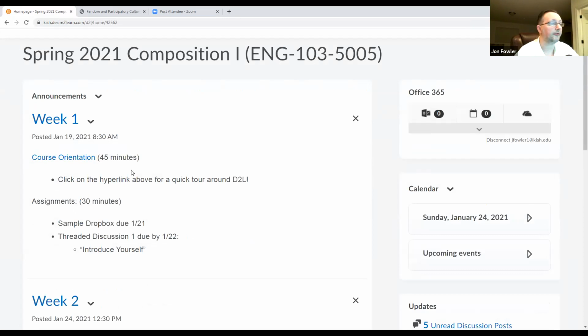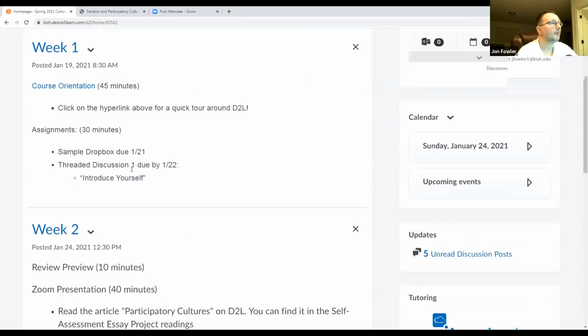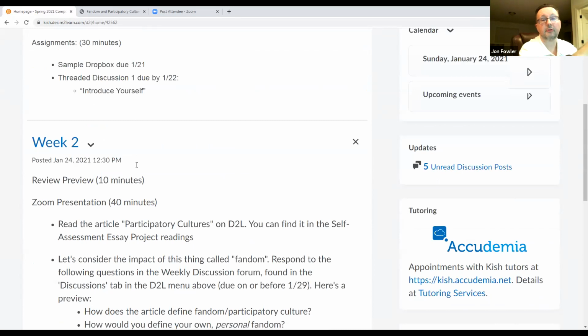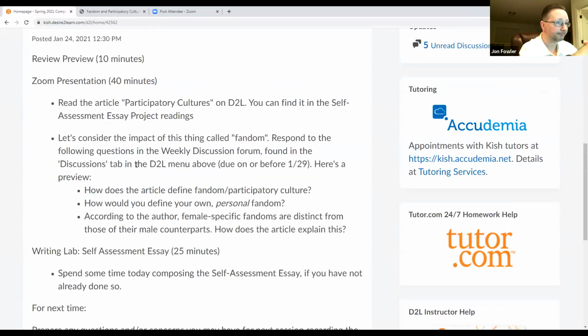And as a preview for this week, we're going to take a look at an article, Participatory Cultures, which was loaded for you and available on Desire to Learn. You can find that link in the self-assessment essay project readings, and I've got it uploaded. We're going to take a look at it in just a moment. Then we're going to consider the impact of this thing called fandom. And that's very important for understanding the motivations for the character Wade Watts in this book, Ready Player One.